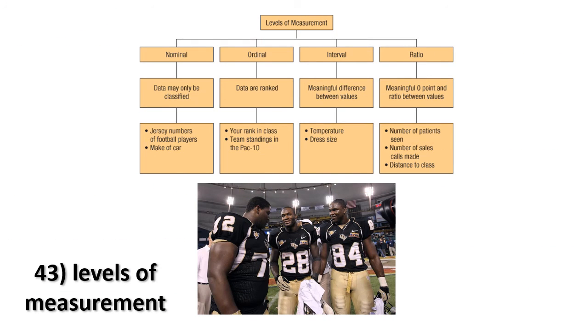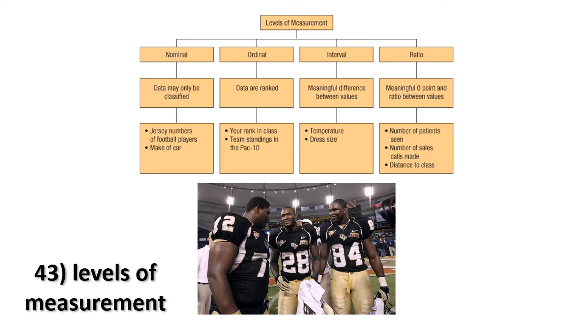When you think about levels of measurement, you've got nominal, ordinal, interval, and ratio. Nominal is pretty easy. It's the numbers on football jerseys. It's really arbitrary. The make of cars, religion, whatever, race.